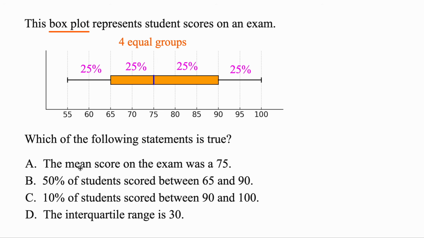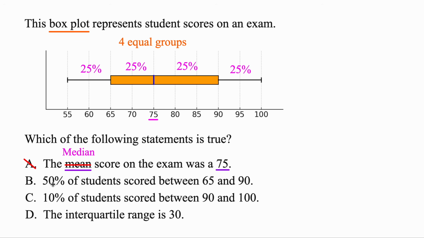The first one, the mean score on the exam was 75. So let's find the mean of 75. Well, that's right in the middle, but that's not the mean. We know that that's the median instead. So that statement is not true, because the middle line always shows us the median instead.